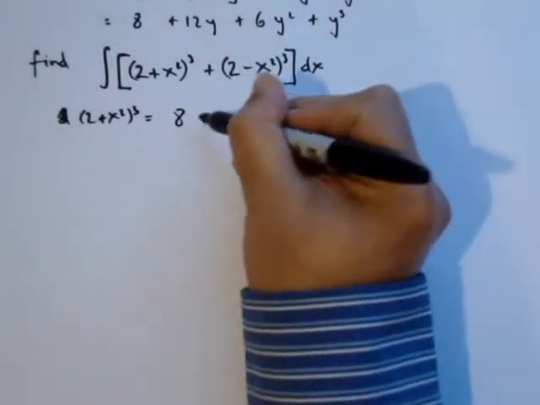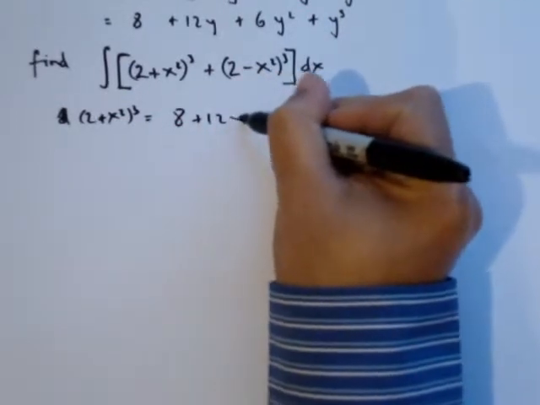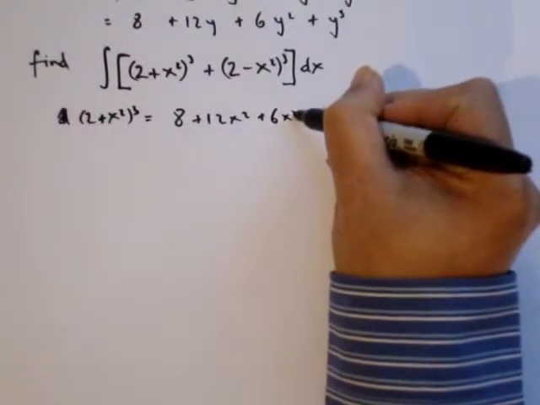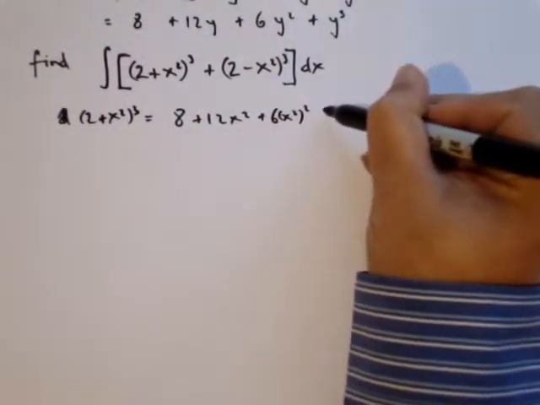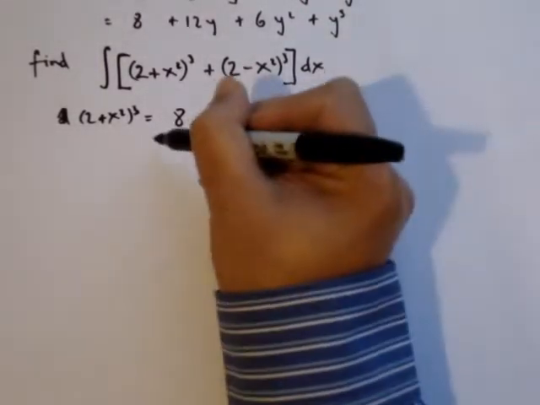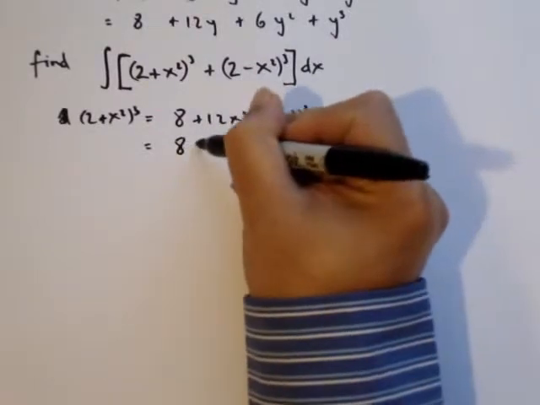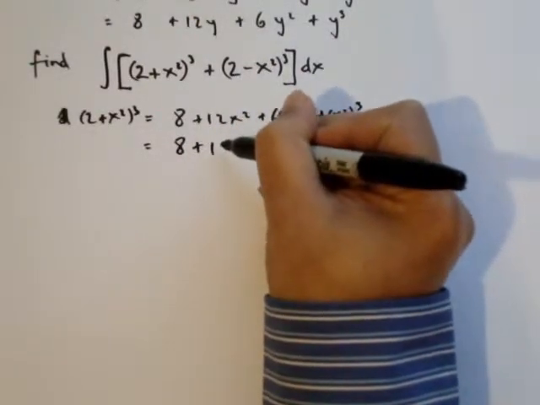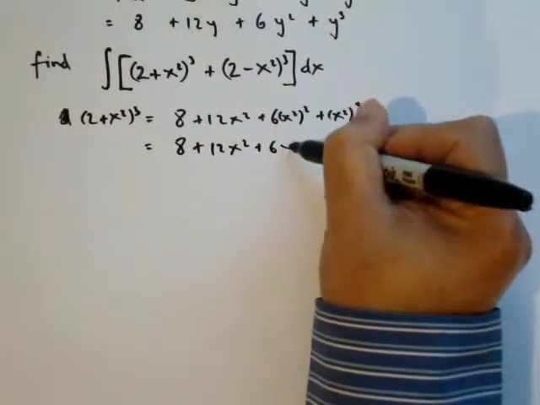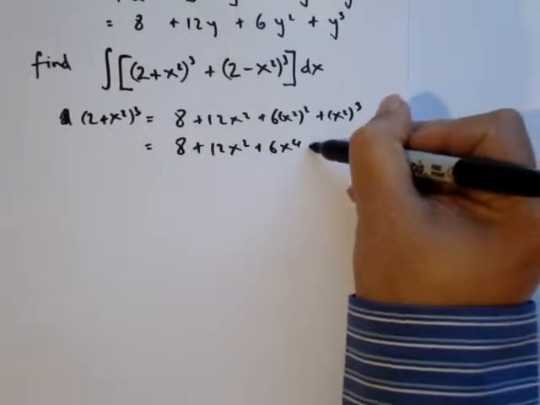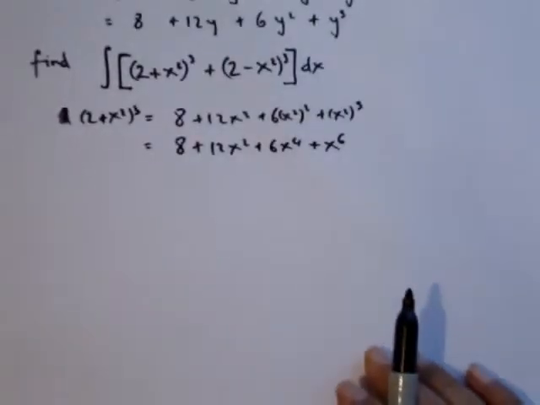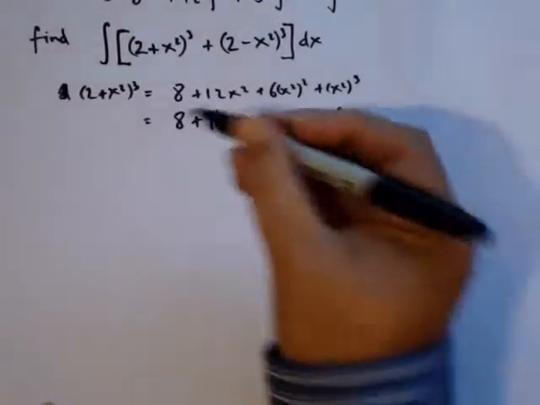So we get 8 plus 12x squared plus 6 (x squared) to the power 2 plus (x squared) to the power 3, and this equals 8 plus 12x squared plus 6x to the power 4 plus x to the power 6, using our rules of indices. So that's the first one done.